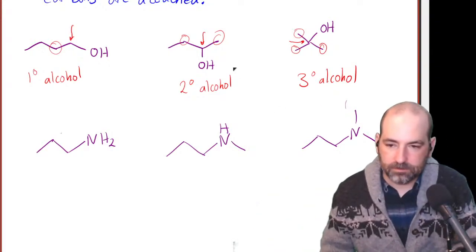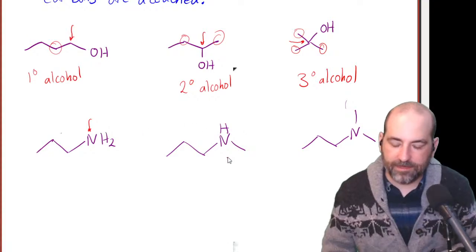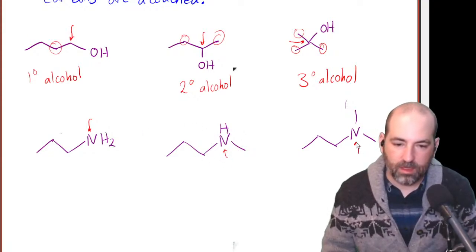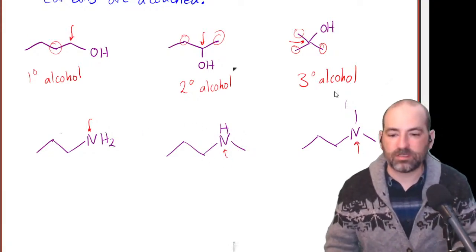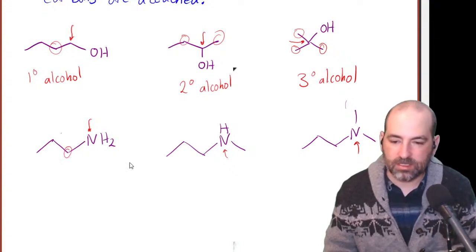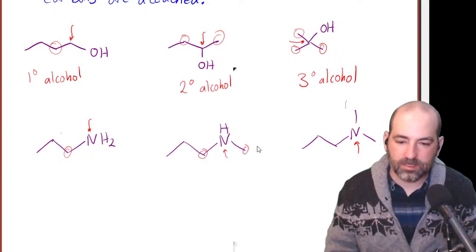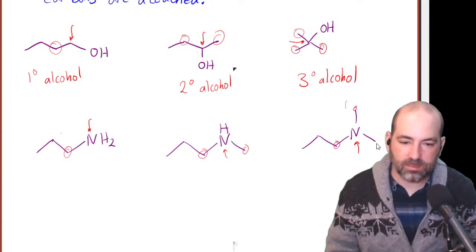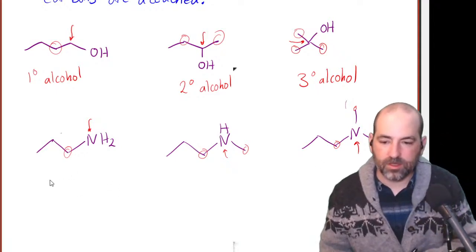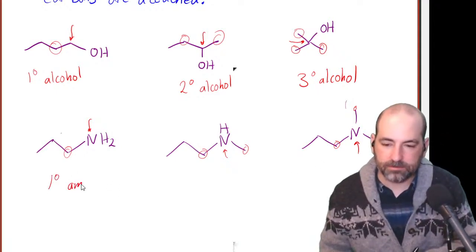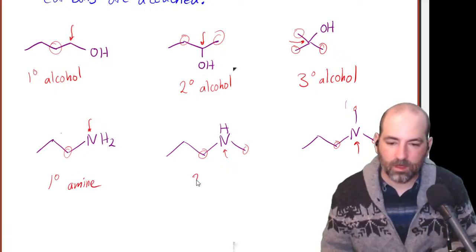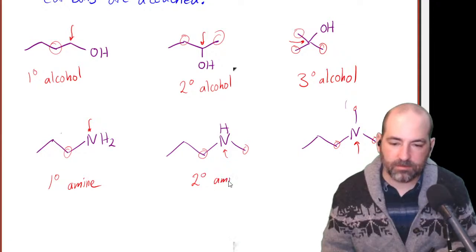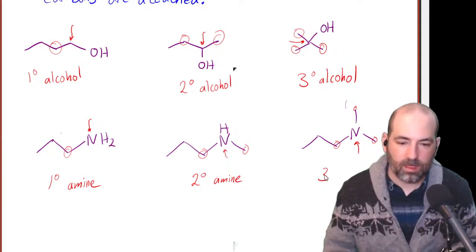So with the amines, we're looking at the nitrogen itself, not the carbon next to it. And we're saying how many carbons are connected to that nitrogen. So in this case, it's 1. In this case, it's 2. And in this case, it's 3. So this would be our primary amine, our secondary amine, and our tertiary amine.